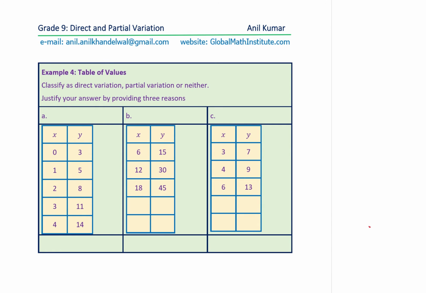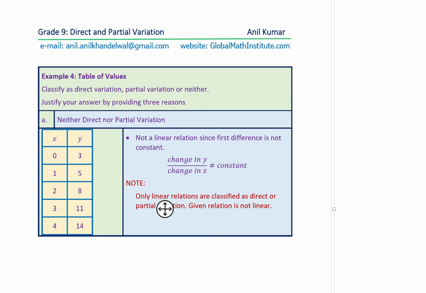Perfect. Here is my solution to part A, which is 0, 1, 2, 3, 4. These are consecutive terms, so we can straight away find the difference. So first difference, 5 minus 3 is 2, and here it is 3. So similarly to one of our examples earlier, this is not a constant, and therefore the answer is neither.